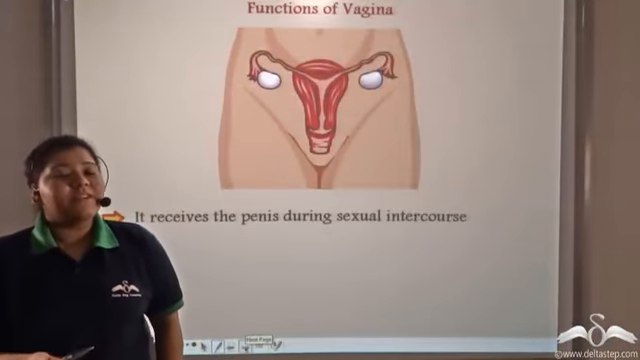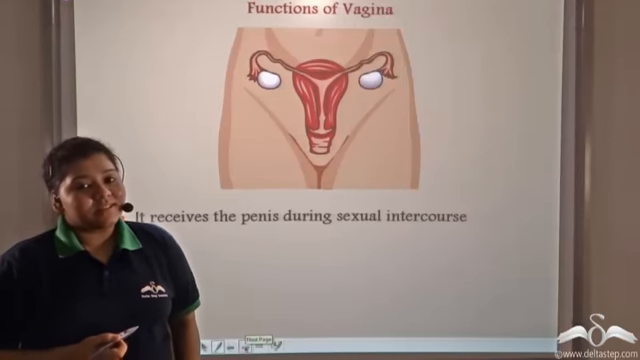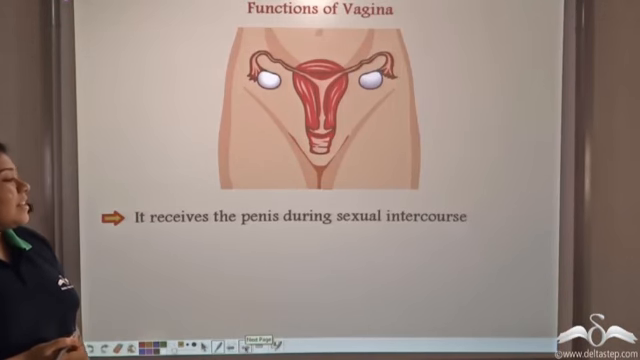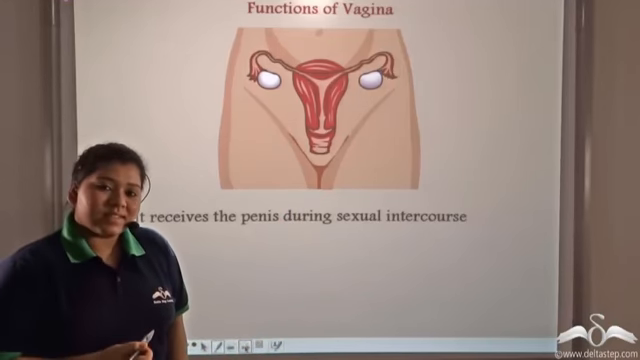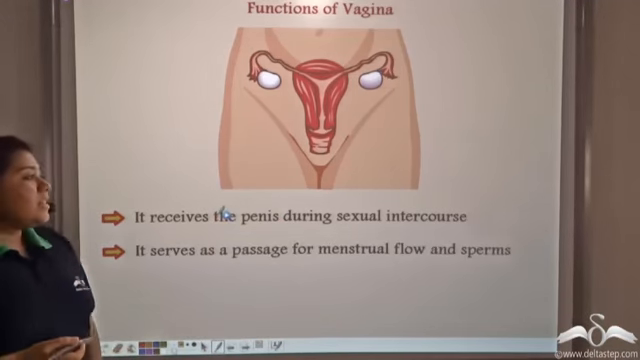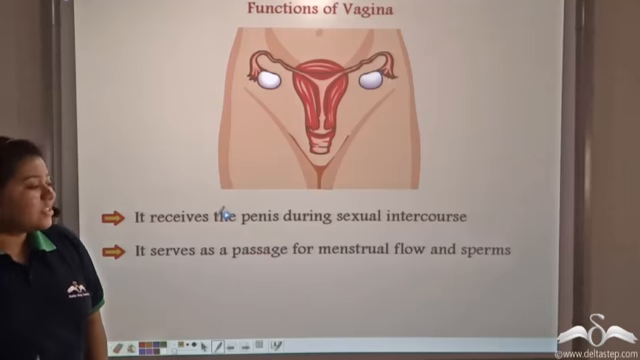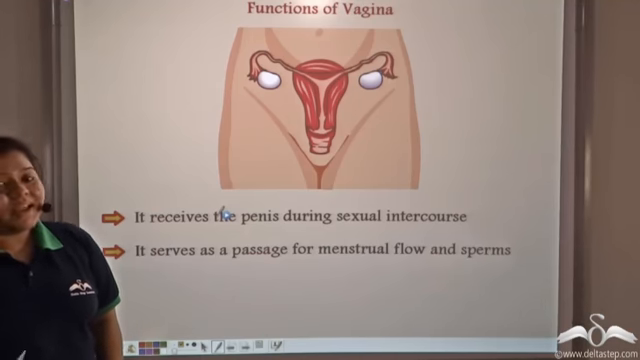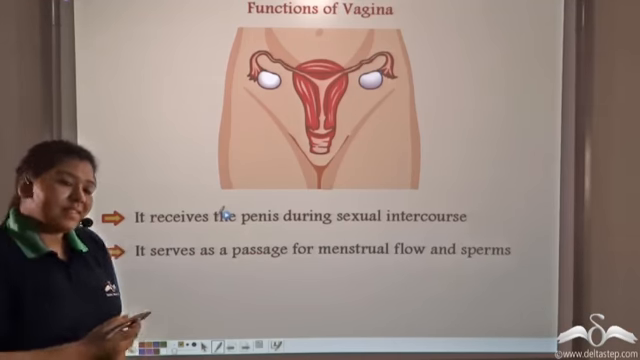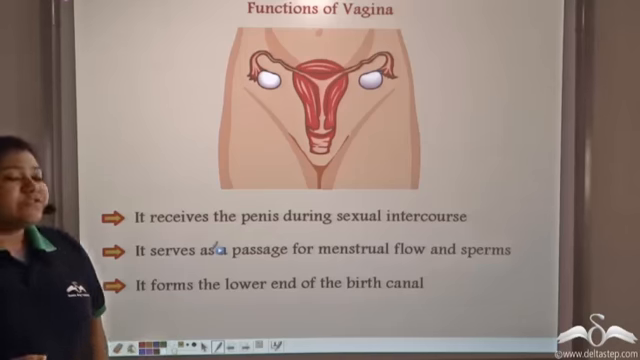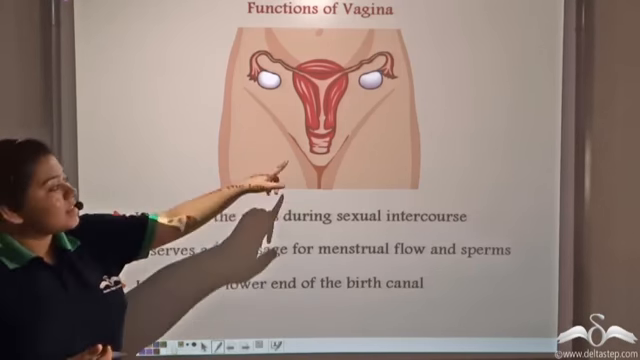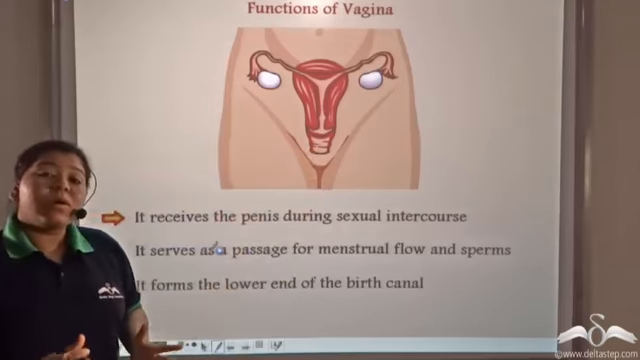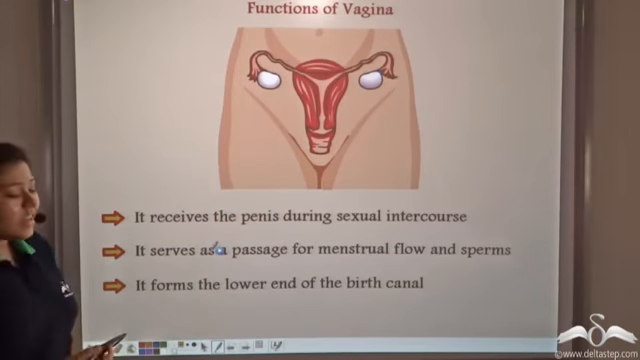So, what are the different functions of vagina? Well, firstly, it receives the penis during sexual intercourse. It serves as a passage for menstrual flow as well as sperms. It forms the lower end of the birth canal.